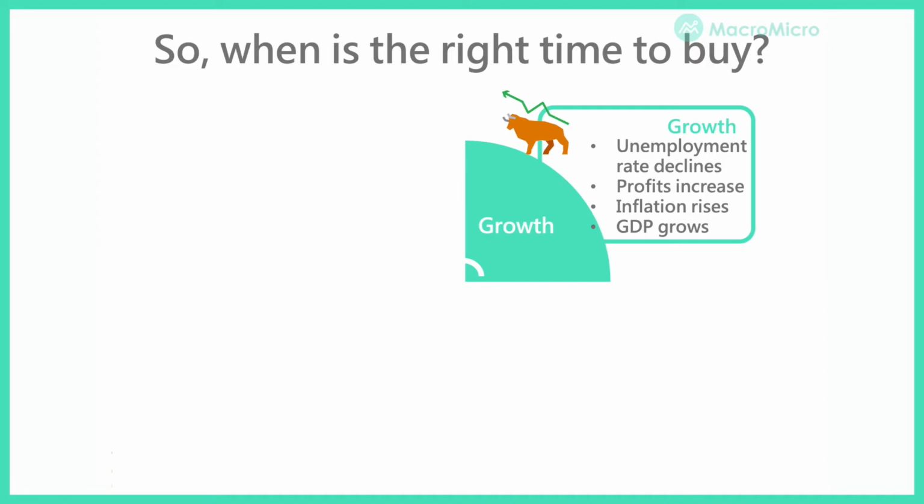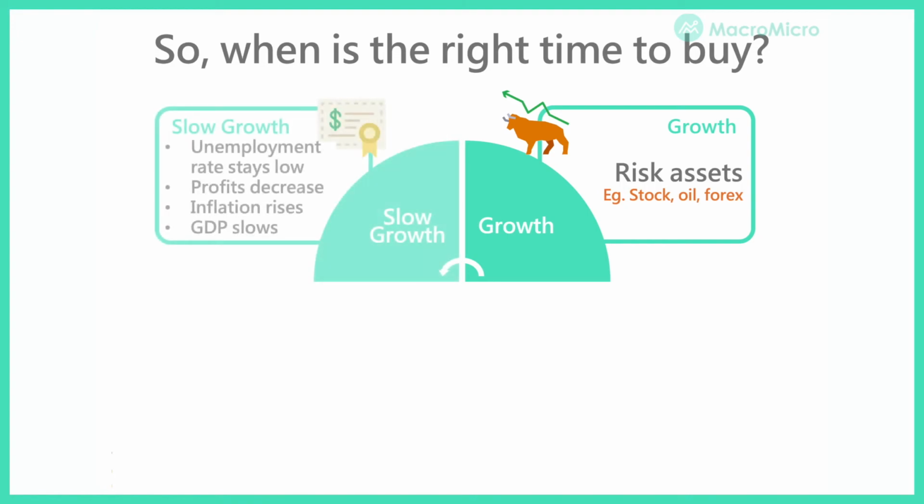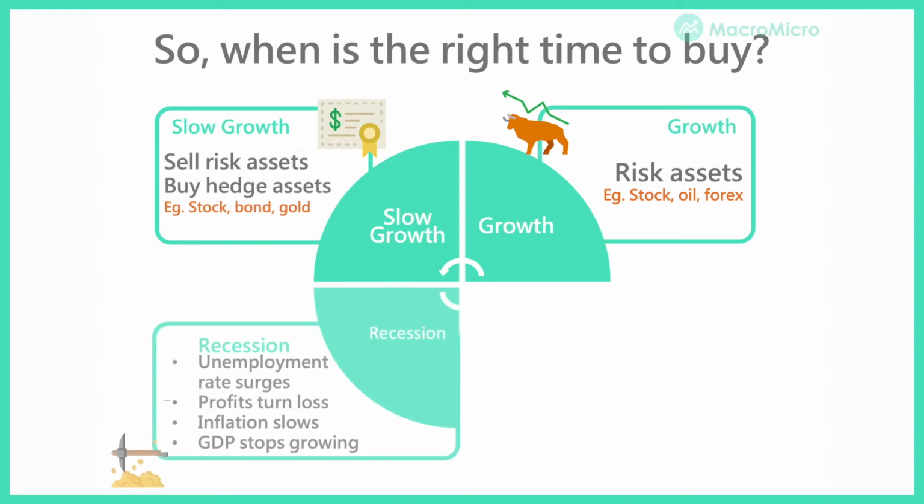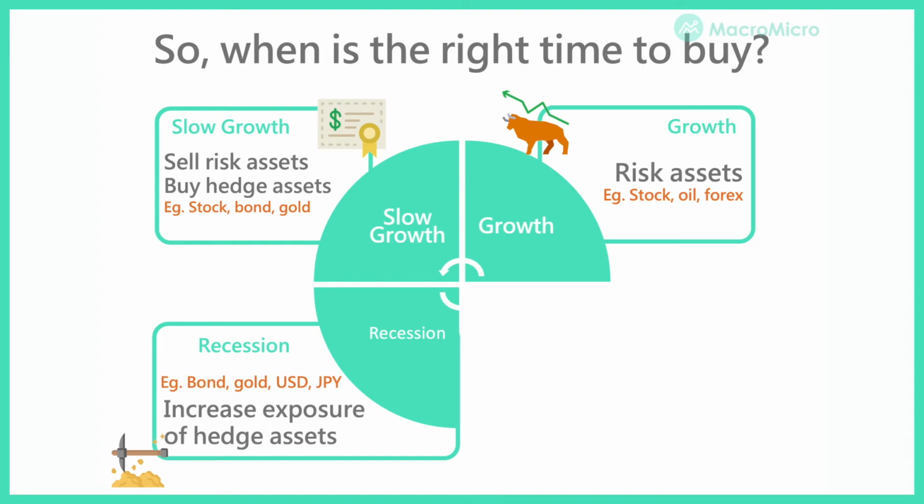Let's do a quick recap. At growth, profits are good, demand's high. You can invest in the stock market and buy oil futures. As economic growth slows down, you should gradually reduce holdings of stocks and oil and turn to investment-grade bonds. During recession, stocks are too risky. It's time to increase holdings of bonds, gold, or Japanese yen until the economy begins to improve.